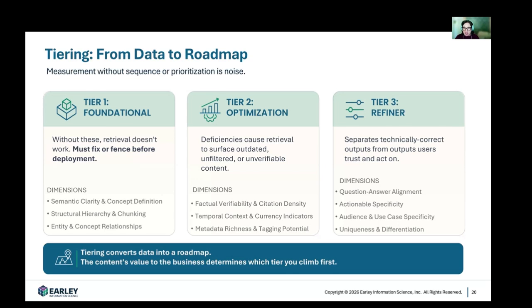Tier 2 is optimization. So it's the verifiability, the currency, the metadata richness. Deficiencies here can cause the AI to surface content that's outdated or unverifiable.